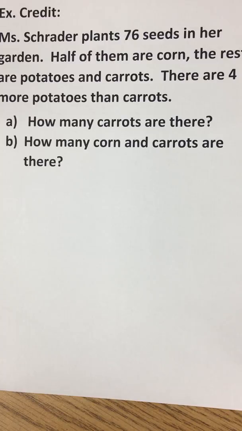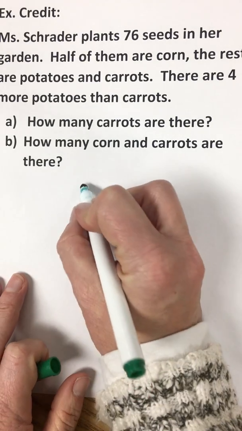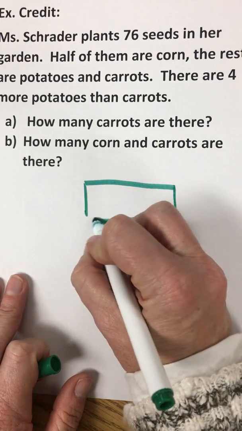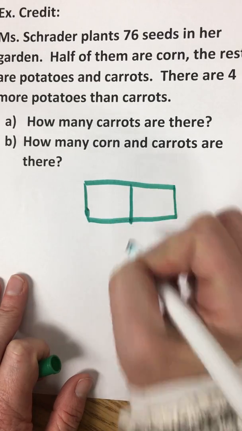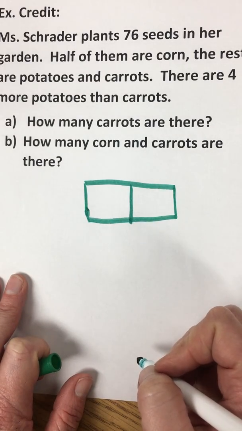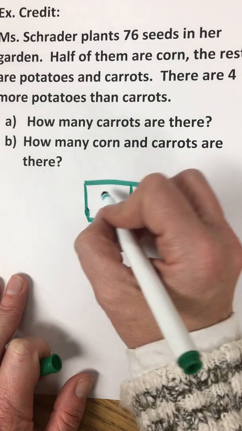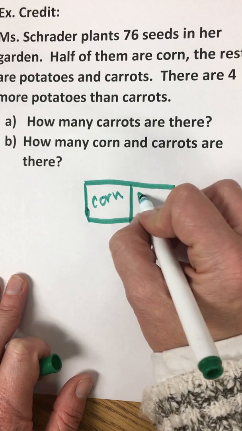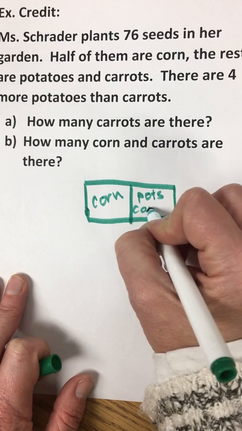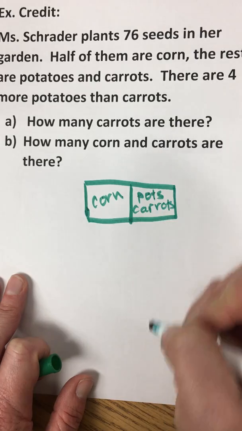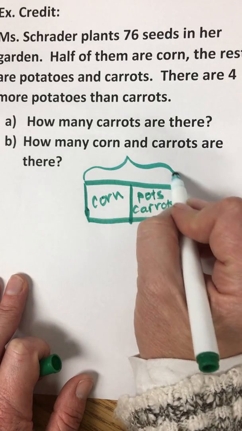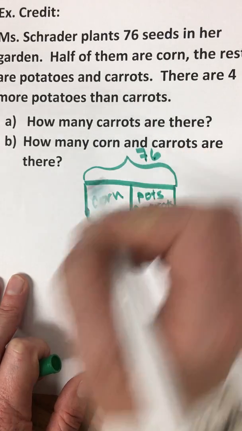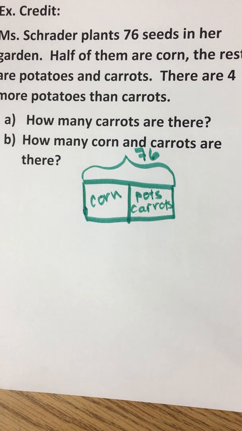So, Miss Schrader plants 76 seeds in her garden. Half of them are corn, the rest are potatoes and carrots. So I'm going to stop right there. I'm going to draw a model. I like models. They help my brain think. But we know that she plants 76 seeds. Half of them are corn. The other half, or the rest of them, are potatoes and carrots. Okay? We also know that altogether there were 76 seeds planted, right?